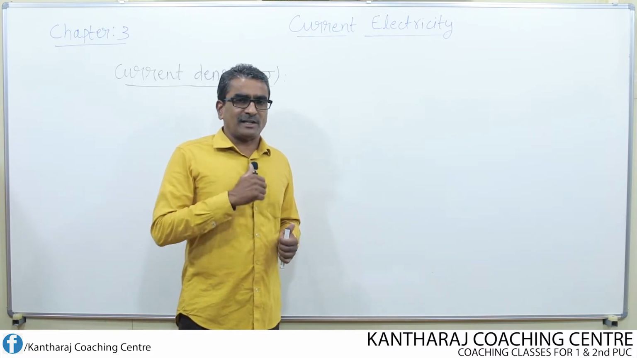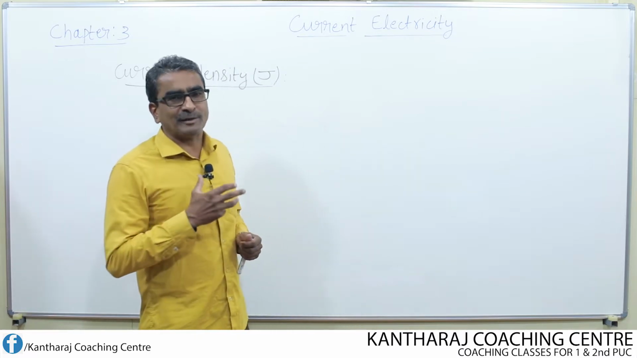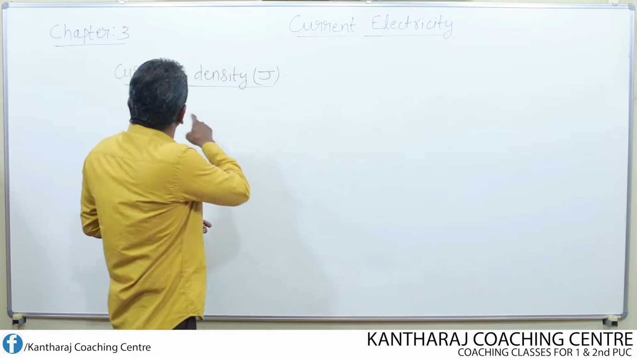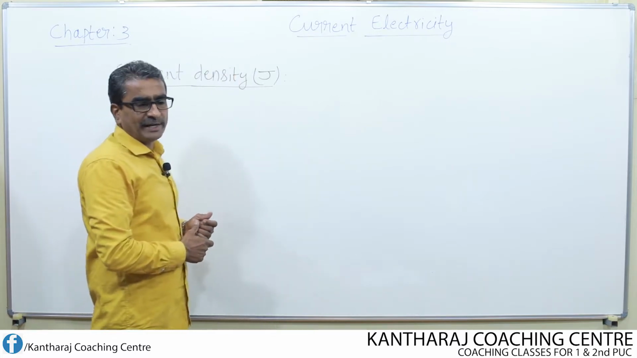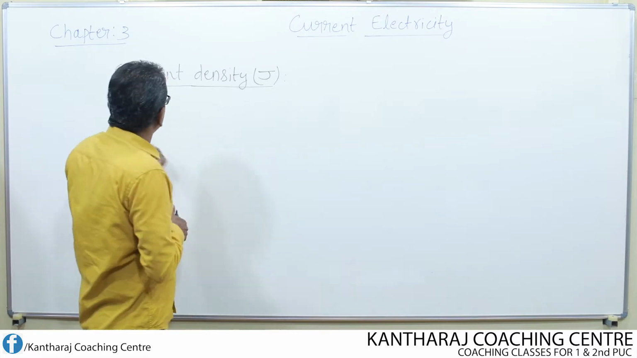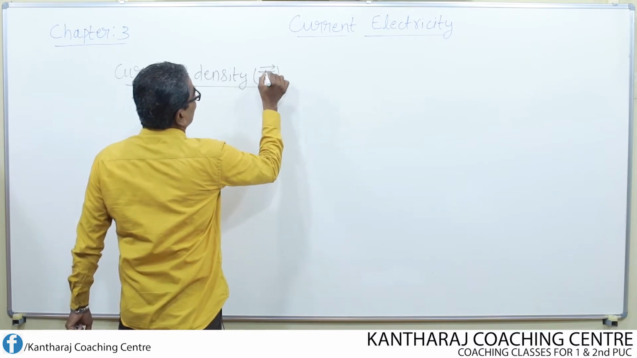Now in today's class, once again let us understand a few more terminologies related to this electric current. The first one which I am going to consider today is current density J. Remember, current is a scalar quantity, whereas current density J is a vector quantity.